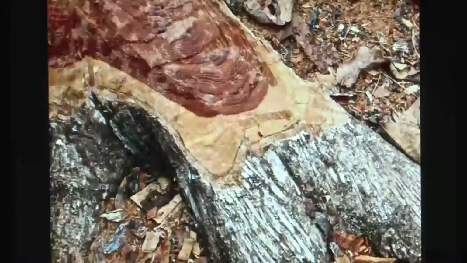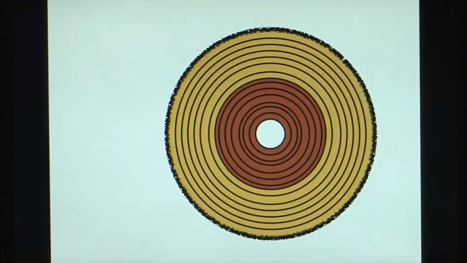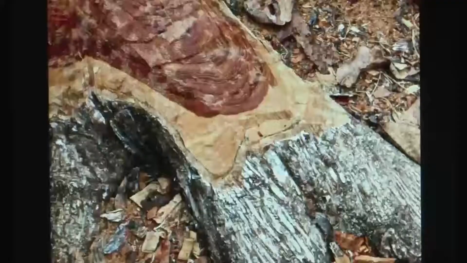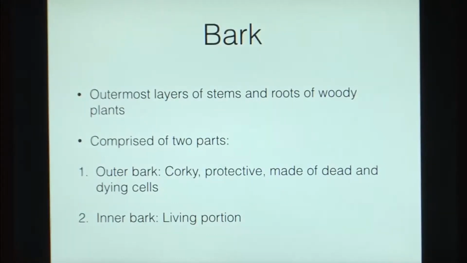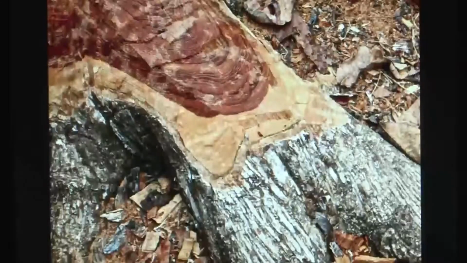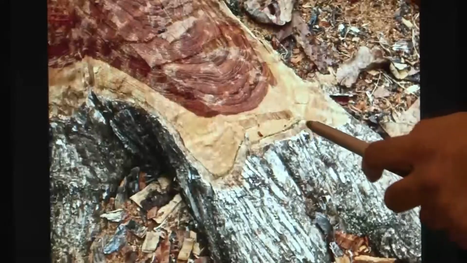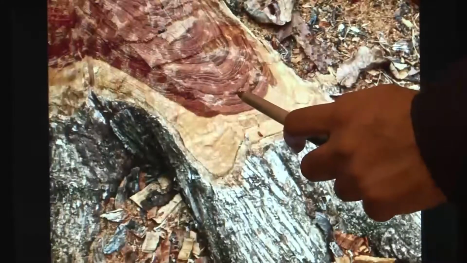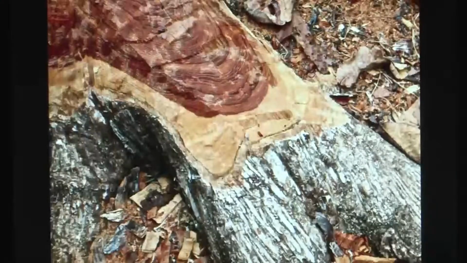So, in the case of the cross section of a tree, we saw that there is a difference of colors in this wood. In this case we have defined a number of portions. Bark is the outermost portion, and it is comprised of outer bark and inner bark. It is followed by sapwood. Sapwood is the light colored portion of your stem. So, in this case this is the sapwood. This is the heartwood, which is the darker color portion.